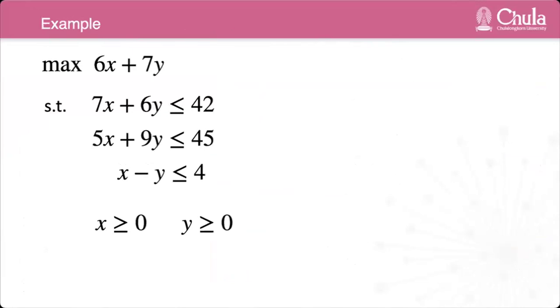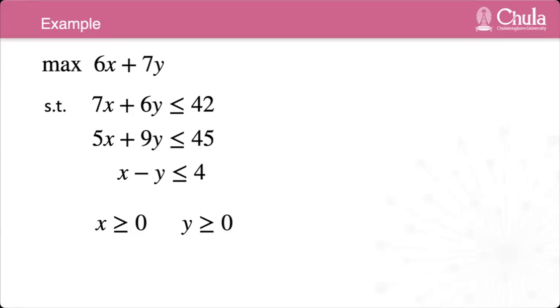Okay, starting from this one first. We have maximize 6x plus 7y, okay? And we have the following constraints. 7x plus 6y lesser than or equal 42. 5x plus 9y lesser than or equal 45. X minus y lesser than or equal 4, okay? And luckily, all X and Y are non-negative, okay?